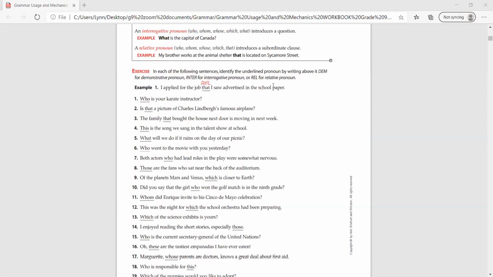And number eight, those are the fans who sat near the back of the auditorium. Those will be the demonstrative pronoun. Yes. And number nine, of the planets Mars and Venus, which is closer to Earth, which will be a relative pronoun? What kind of pronoun? Relative pronoun. Of the planets Mars and Venus, which is closer to Earth? Oh, yes, sorry, interrogative, because it's asking a question. Yes. Okay, number 10.